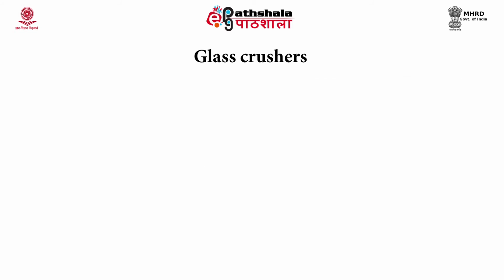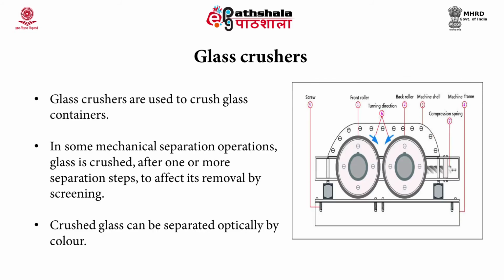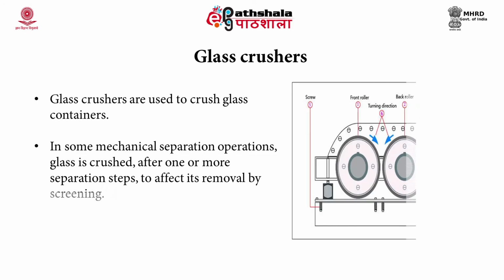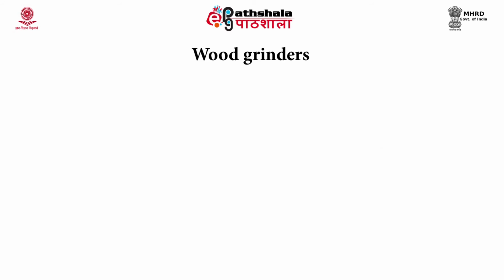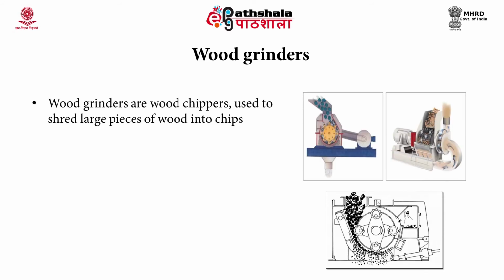Glass crushers. Now, glass crushers, as the name indicates, are used for crushing glass containers. In some mechanical separation operations, glass is crushed after one or more separation steps and then it is removed. The crushed glass can be separated optically by color. The next type of size reduction unit is a wood grinder. Again, as the name indicates, it is used for grinding wood.